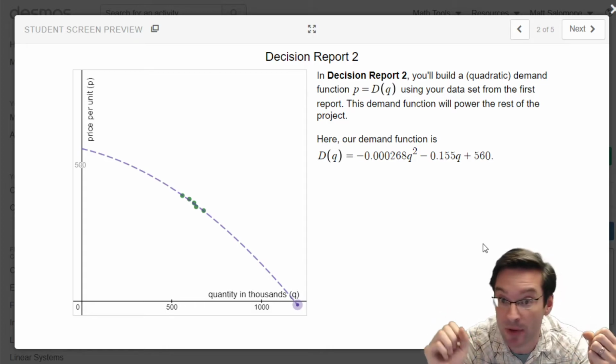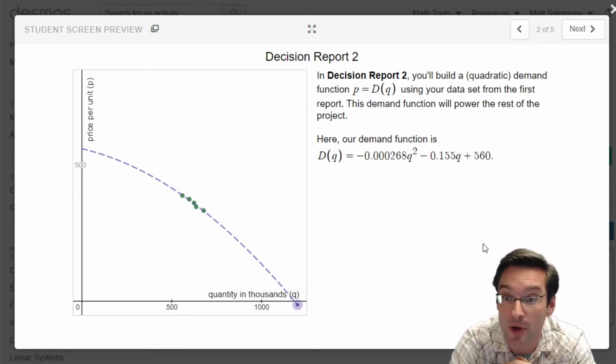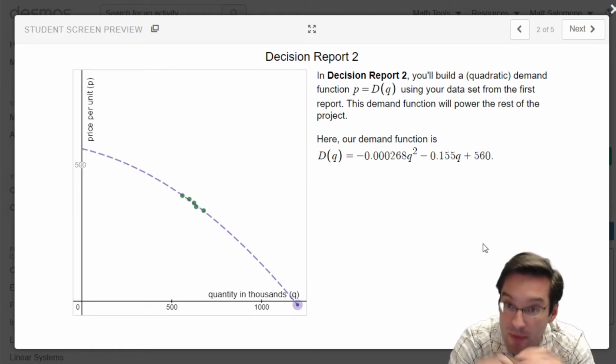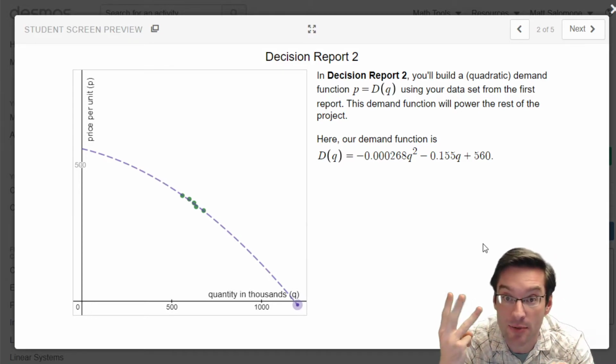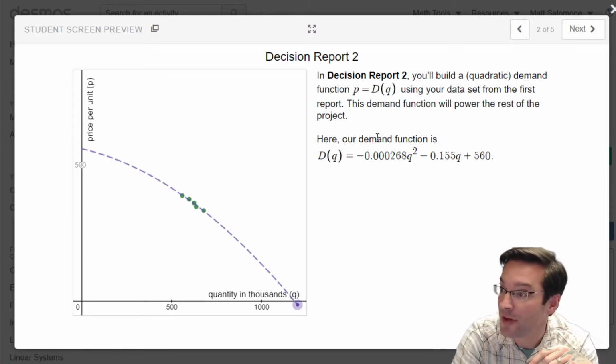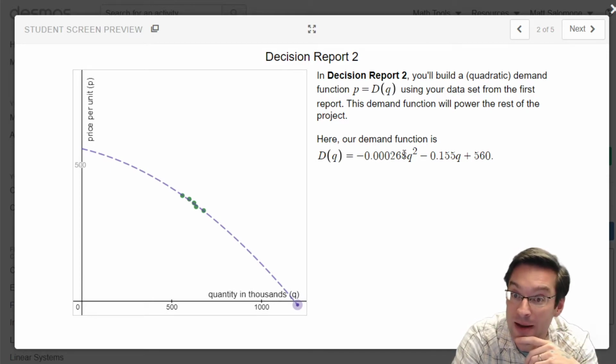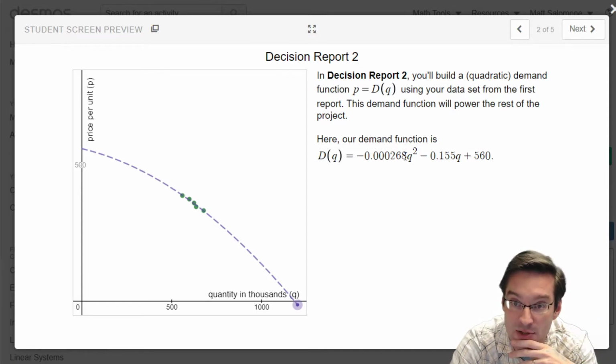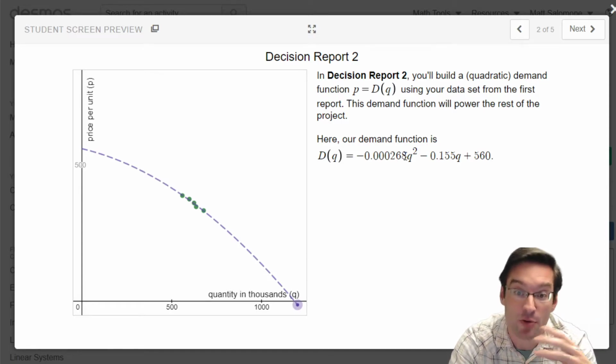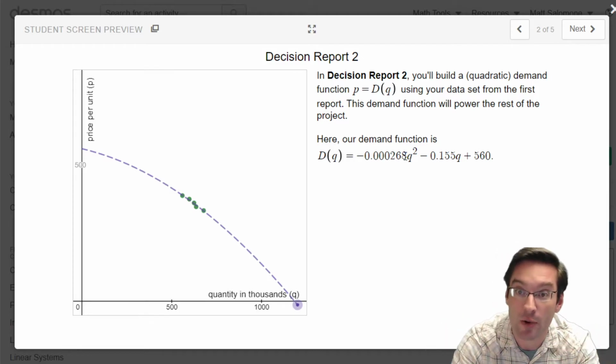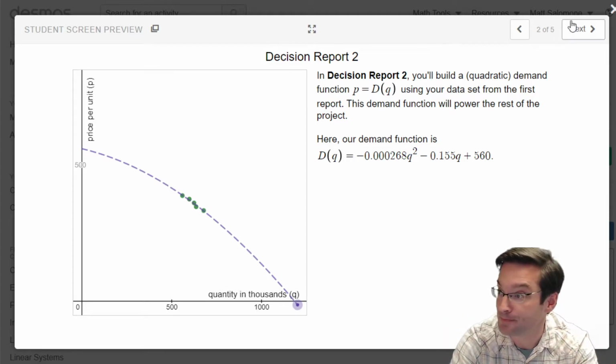So in my example, d of q equals this quadratic function that I see above me here. That's the quadratic of best fit for the data. I'm going to recommend that you round off your coefficients to 3 significant figures. So see how I have 2, 6, 8. The first 3 non-zero digits that I see going from left to right are going to be the ones that I stop at, just so I don't have to keep too many digits in my calculations. Okay. So decision report 2 sees you fitting this quadratic model to your demand data.